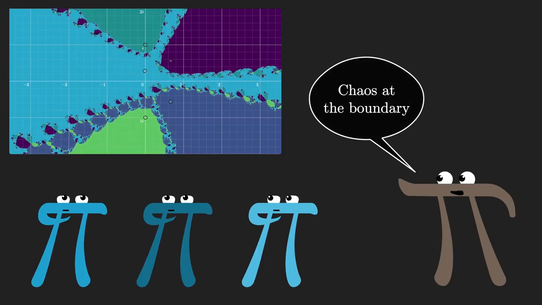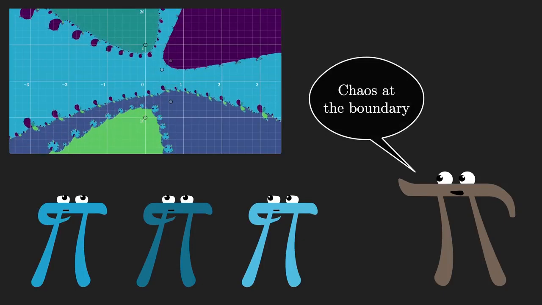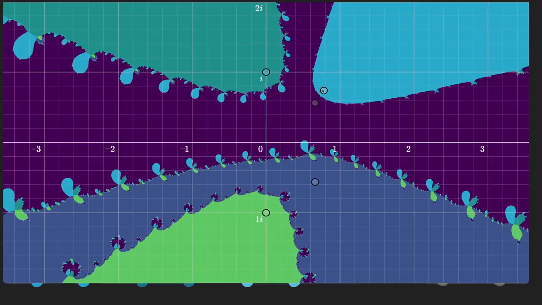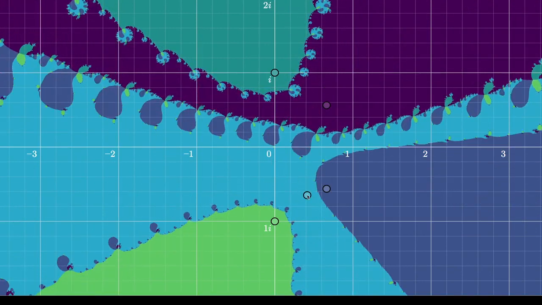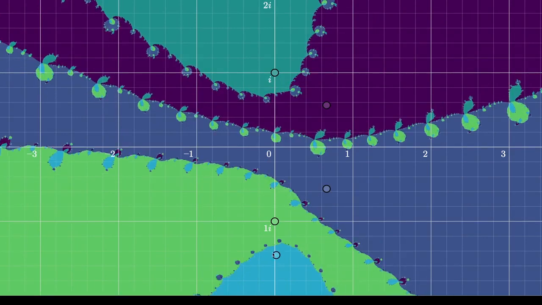Remember that. And it seems like no matter where I place these roots, those fractal boundaries are always there. It clearly wasn't just some one-off for the polynomial we happened to start with. This seems to be a general fact for any given polynomial.